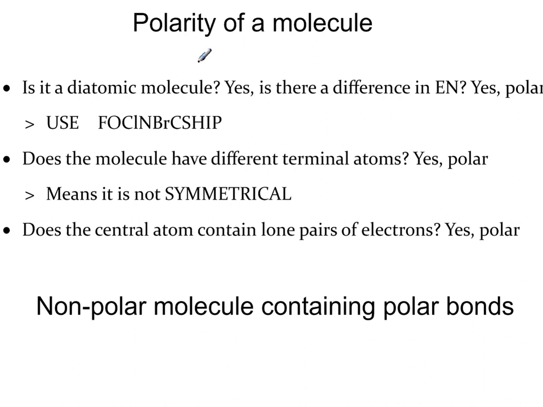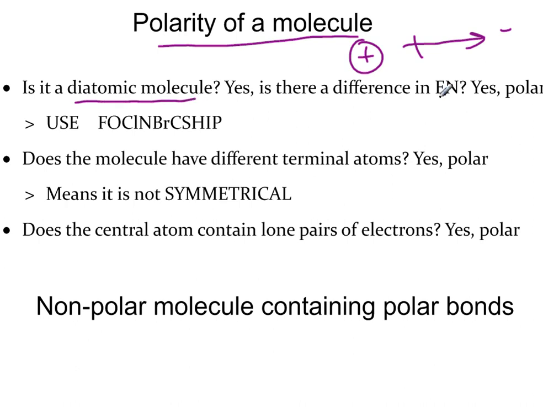Now, polarity of a molecule, we've talked about this. When we talk about polarity, we mean that a molecule has a dipole, right? A dipole means one side of it is going to be more negative and one side is going to be more positive, commonly shown with a symbol that looks like this. Three things determine whether or not a molecule is polar. If it's a diatomic molecule and there's a difference in electronegativity, it's automatically polar.